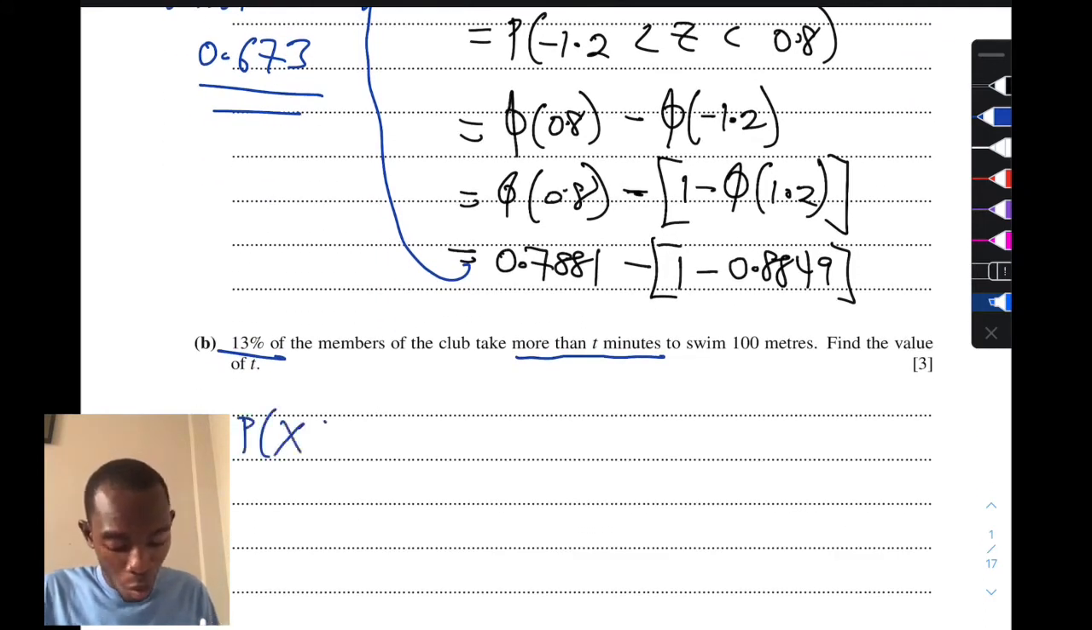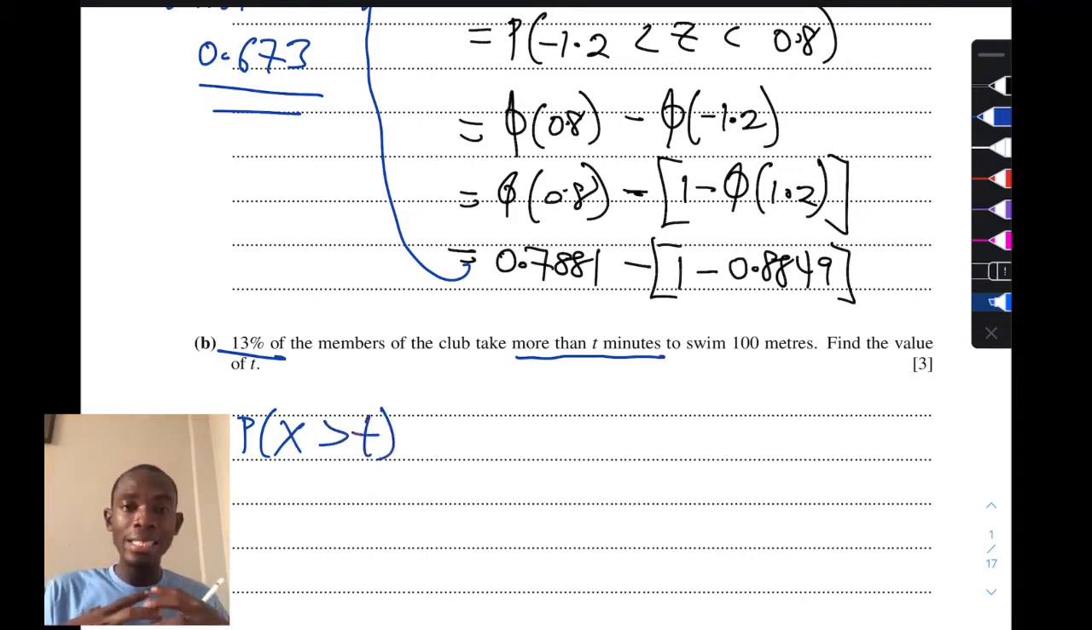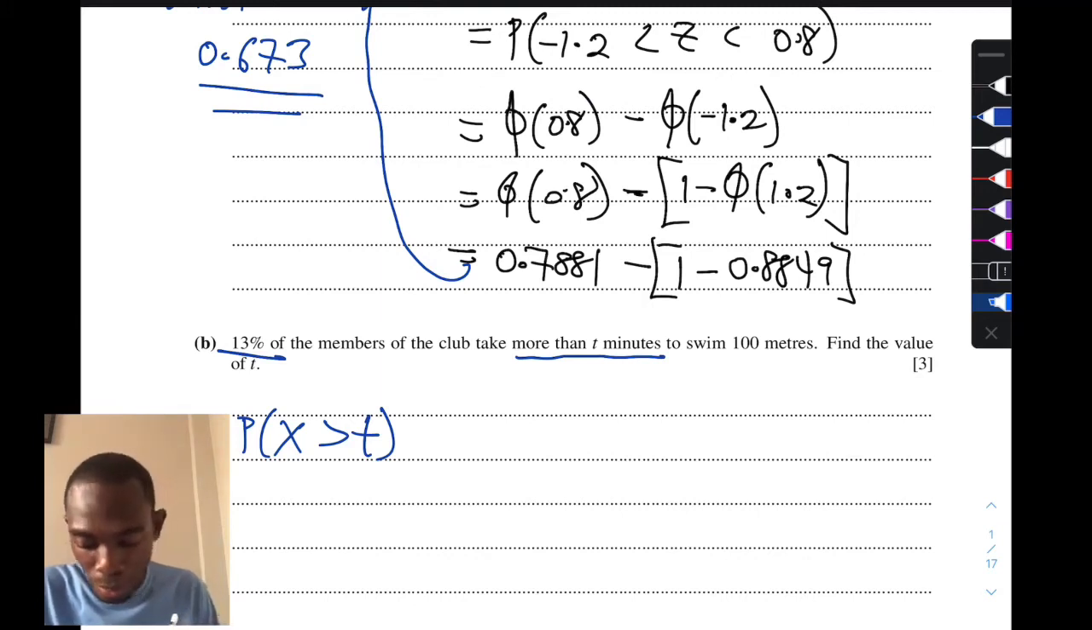So x is more than t, right? Because that's what they're saying. But it's not just t, it's in minutes. This is the problem with these questions. Okay, that's the only trick.